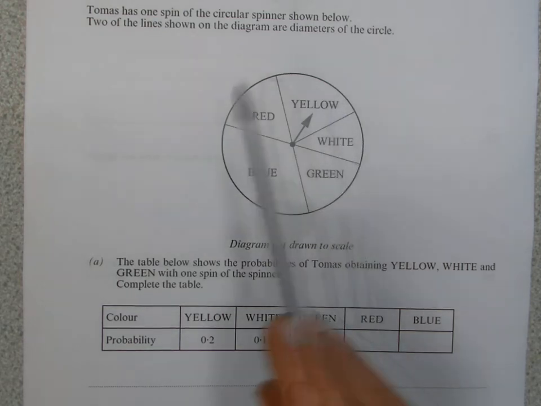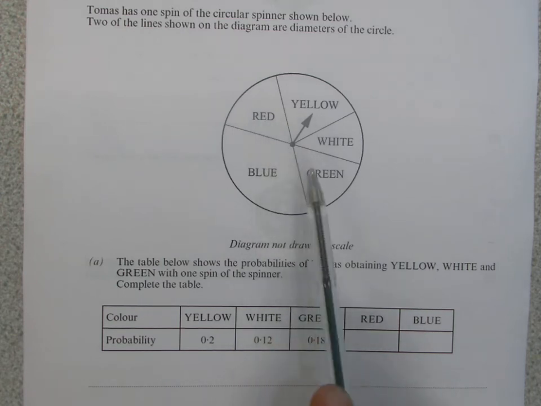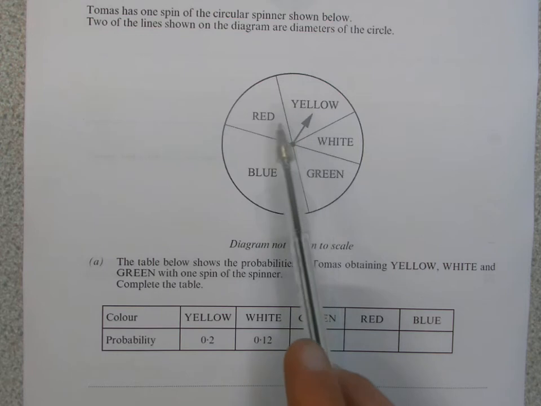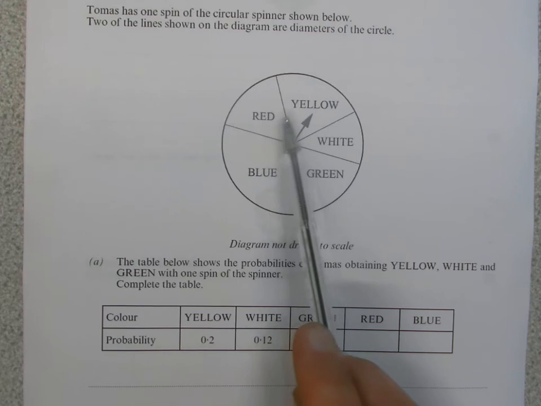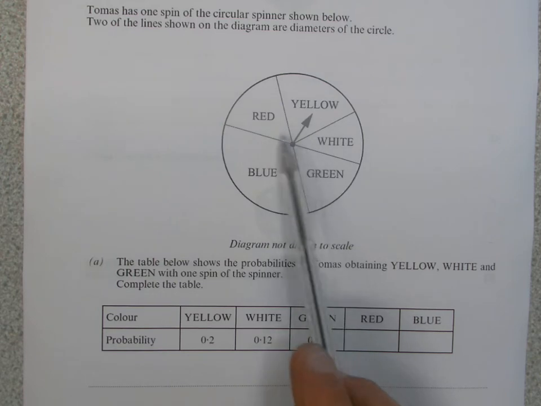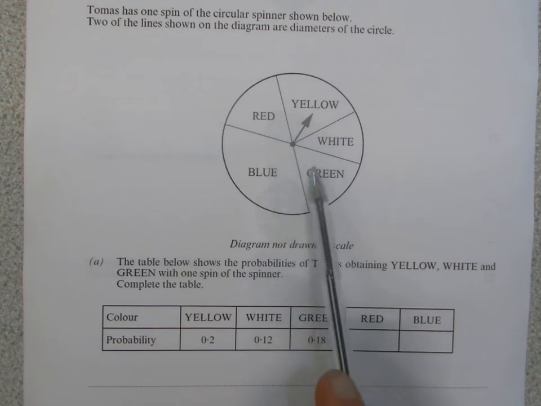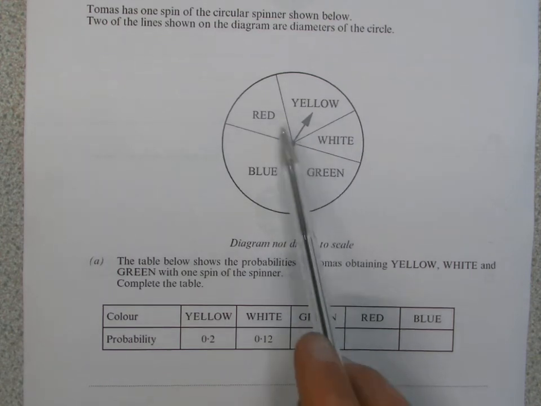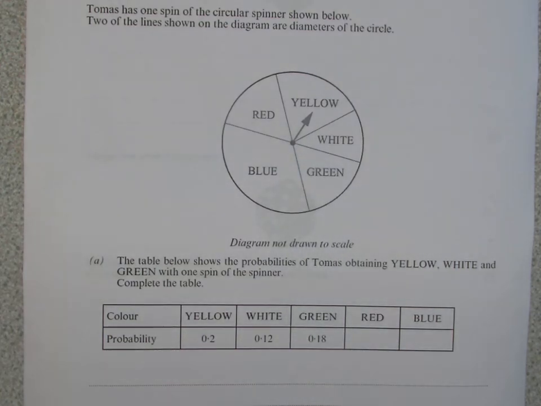We are asked to complete the table. Now, visually, you can see that the chances of getting red or green are identical, because you've got the same shape sector here. These sectors are created by these 2 diameters that cross here. So you've got 2 straight lines that cross, and the opposite angles are equal, which means that this sector is the same as this. So the probability of it landing on red will be the same as the probability of it landing on green.